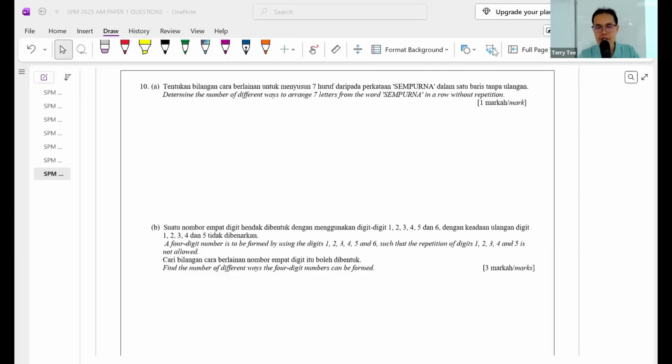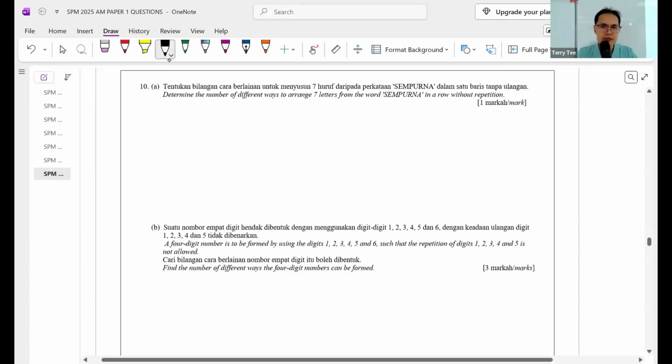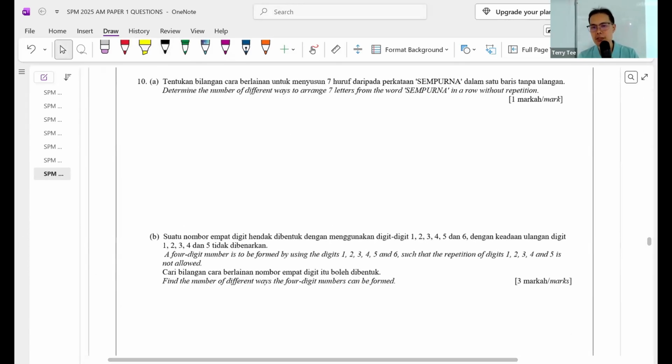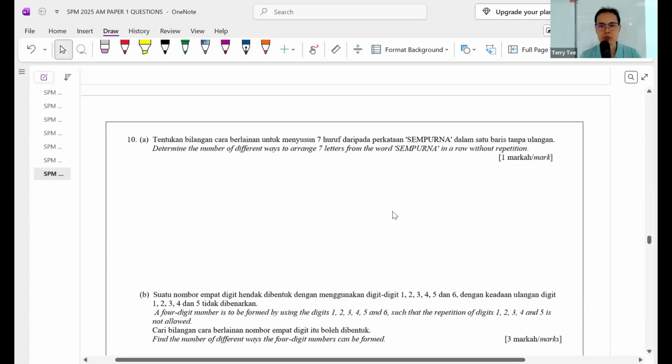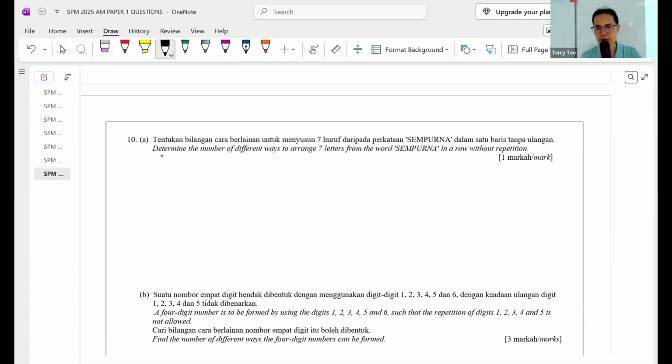All right. Question number 10, everyone. This is permutation combination. Form 5, chapter 4. Determine the number of different ways to arrange 7 letters from the word Sempurna in a row without repetition. Okay, Sempurna. How many letters in the word Sempurna? Count for me. How many letters in the word Sempurna? Come on, 8, right? So how many ways to arrange these 8 letters in a row? But I don't arrange 8, I arrange 7. You can draw this 1, 2, 3, 4, 5, 6, 7.